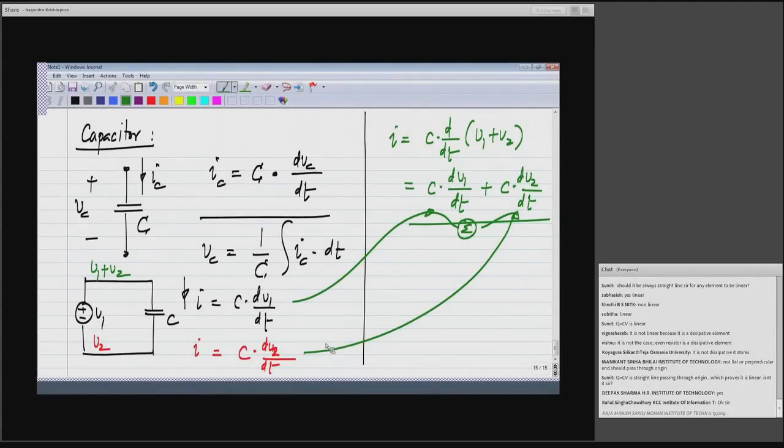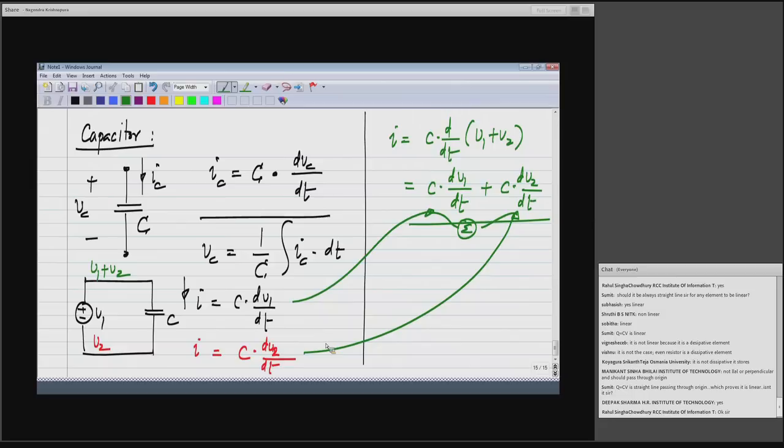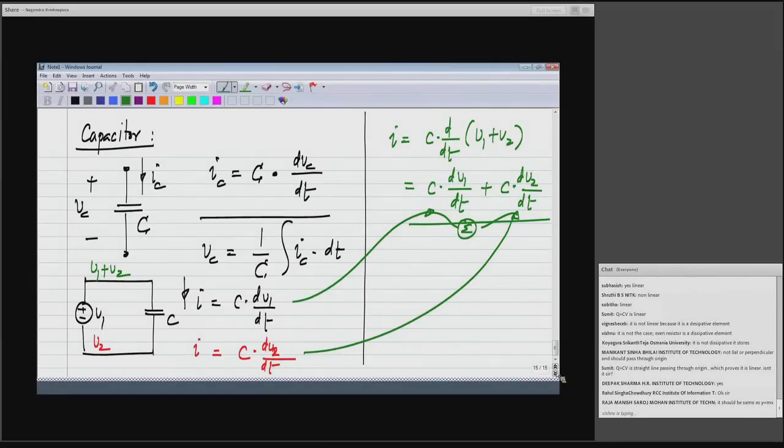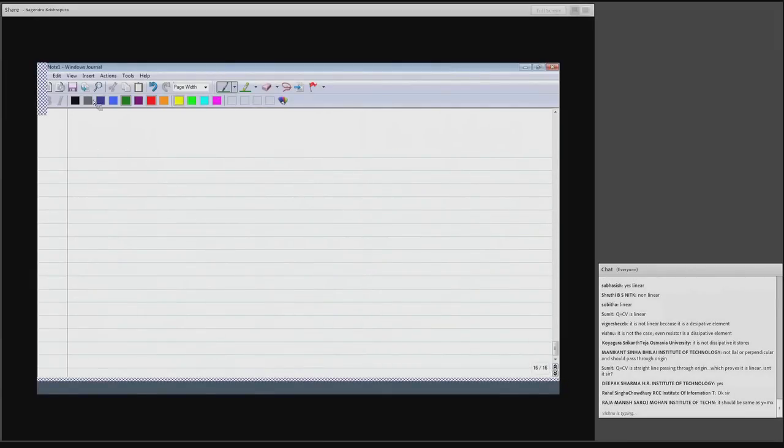Now, there were some comments. Somebody said that it is not a dissipative element, that's why it's not linear, but that has absolutely nothing to do with whether it's dissipative or not. It only has to do with whether the IV relationship is linear or not, and it is a time derivative and it happens to be linear. Okay, let's look at a simple construction of a capacitor.